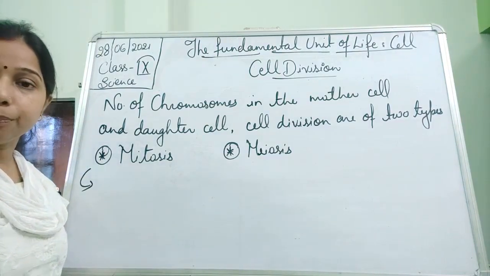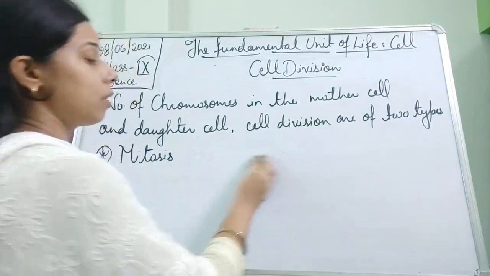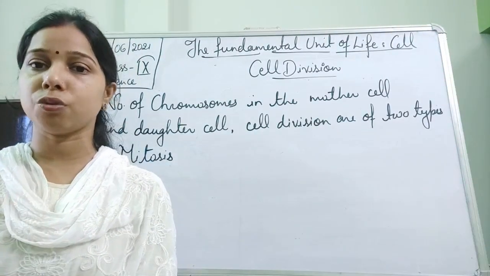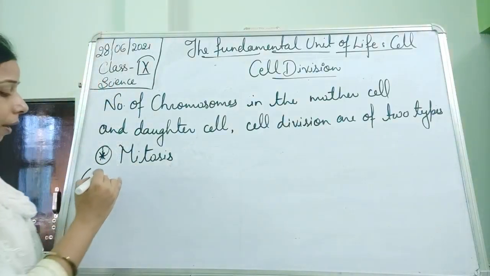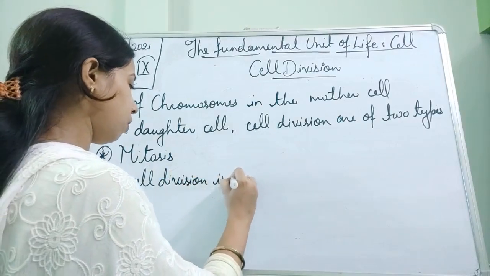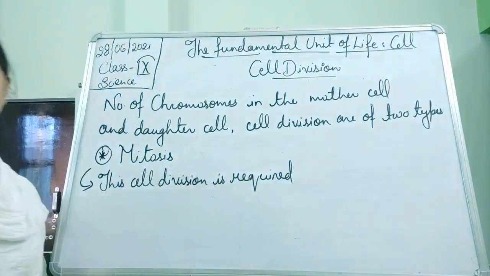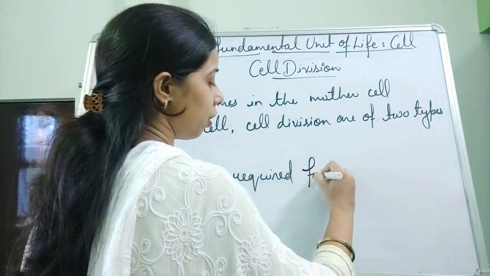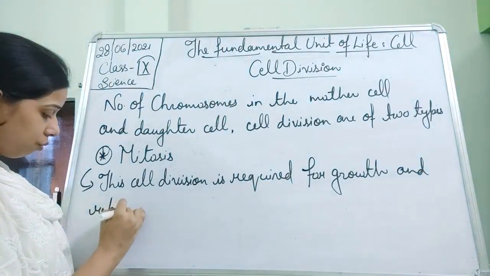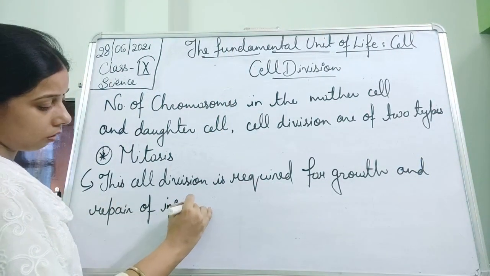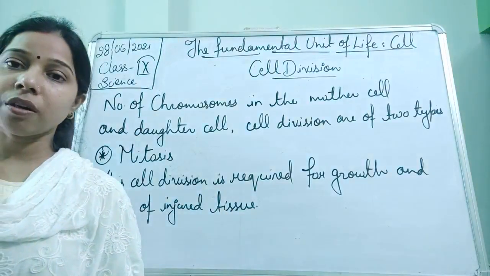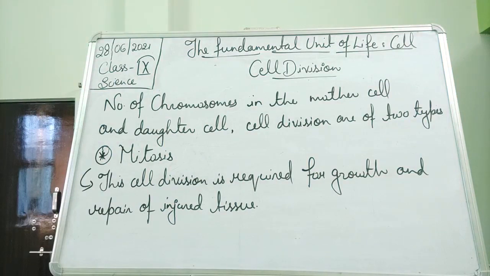Here I am removing the meiosis; we will understand it later. In the case of mitosis, this is a type of cell division in which growth and repair of the dead cells happens. Generally this cell division is required for growth and repair of injured tissue. So this is mitosis, students.